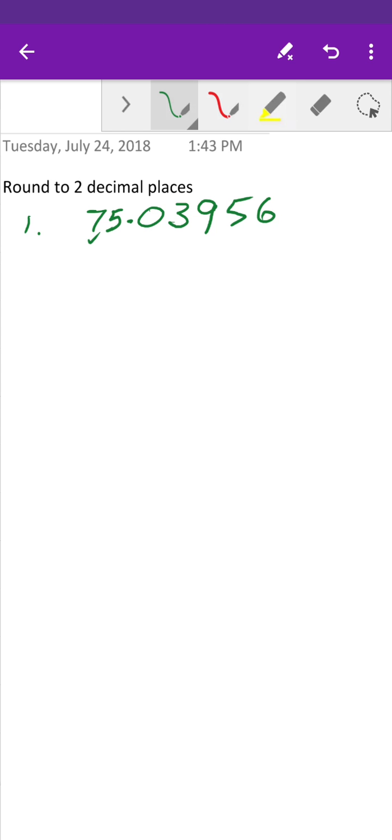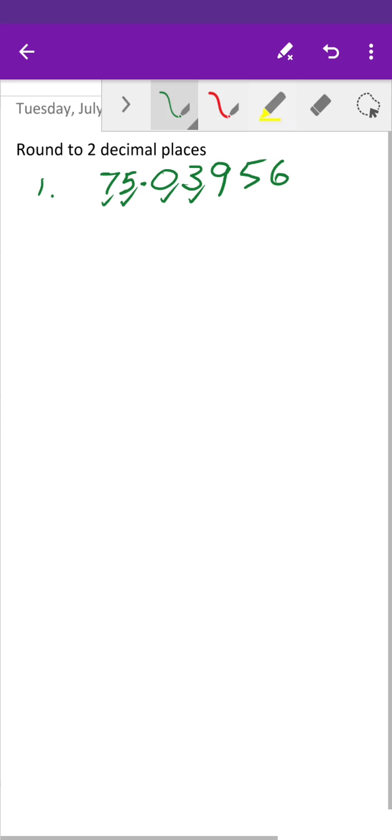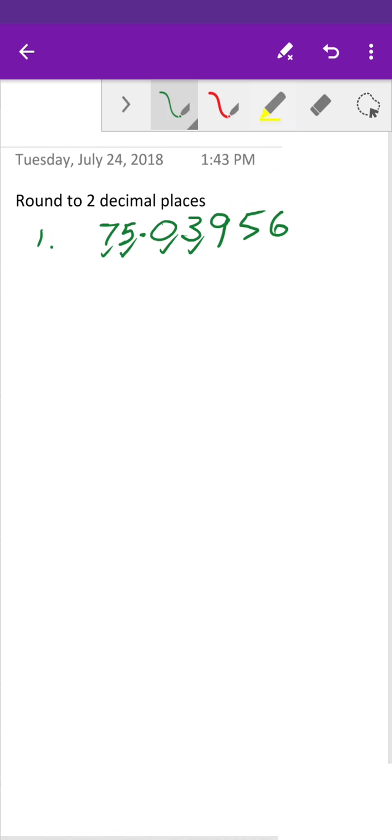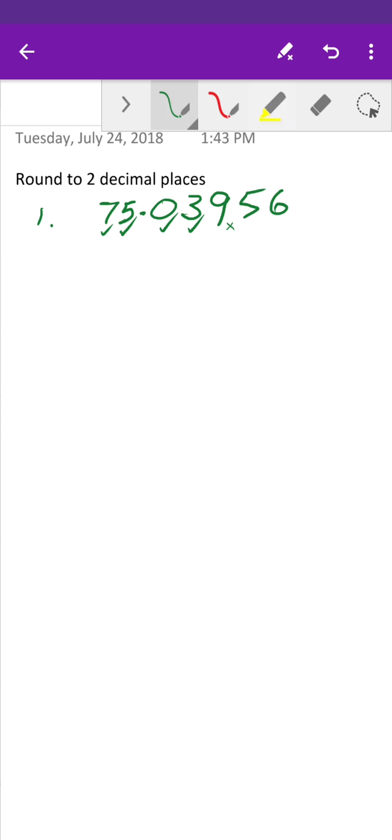numbers we want are the tens, the units, 1 decimal place, and 2 decimal places. But what we don't want in our answer are any more than 2 decimal places. So we don't want this one, we don't want this one, we don't want this one. So these ones miss out. I'm just going to put a line here. These ones miss out.